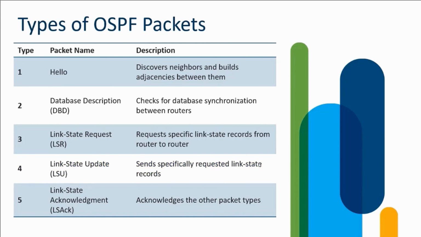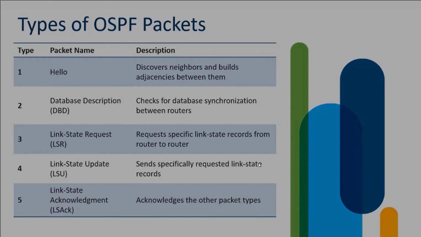Type 5 is going to be the link state acknowledgement. The LS-ACK is actually able to acknowledge every other OSPF packet type except for a hello. You don't ACK a hello. And also we don't ACK an ACK. Those would be a forever acknowledgement going back and forth. So link state acknowledgements are awesome for acknowledging other packet types that aren't hellos and aren't acknowledgements.